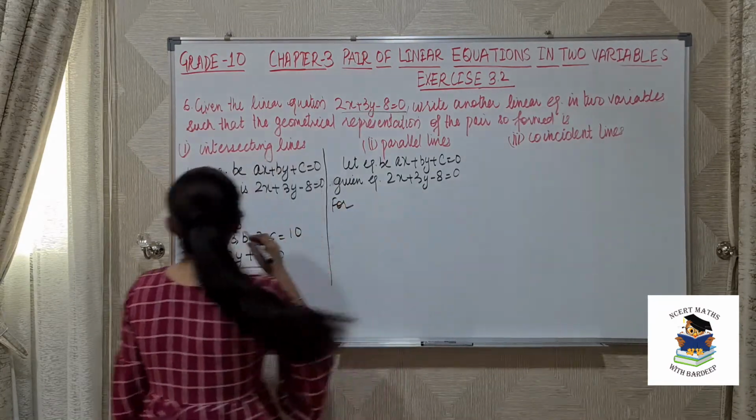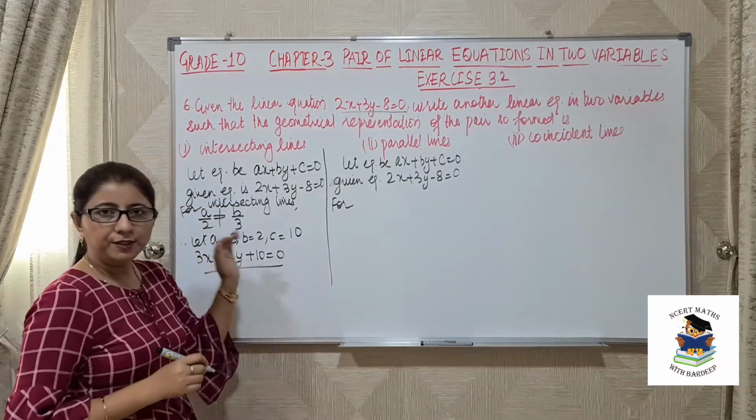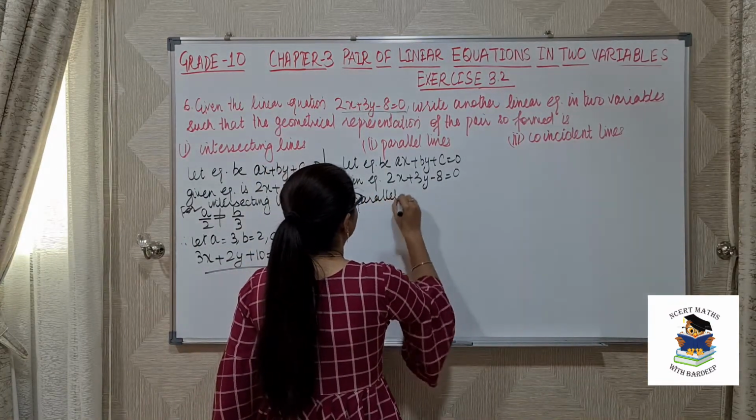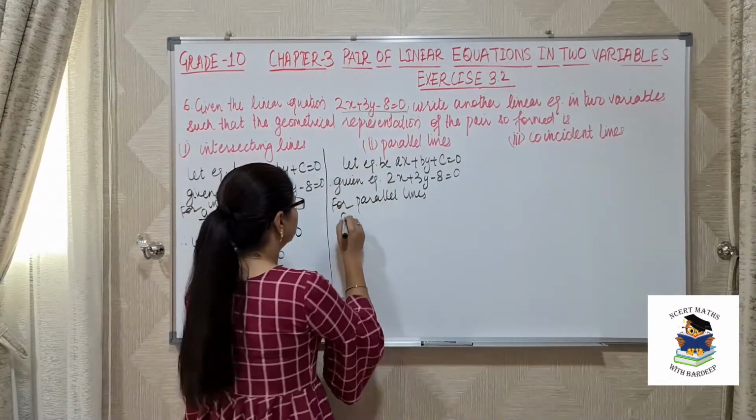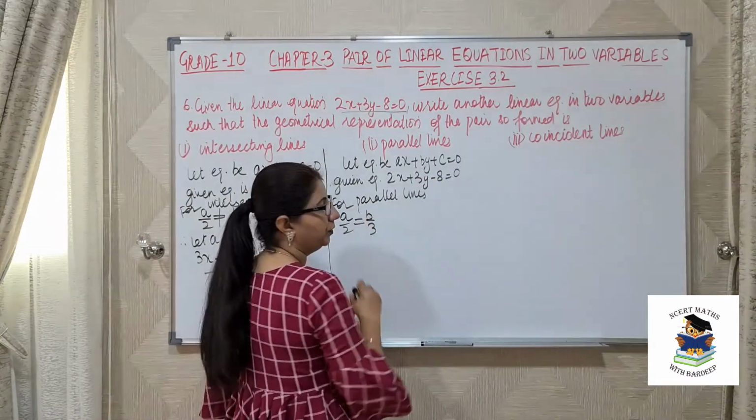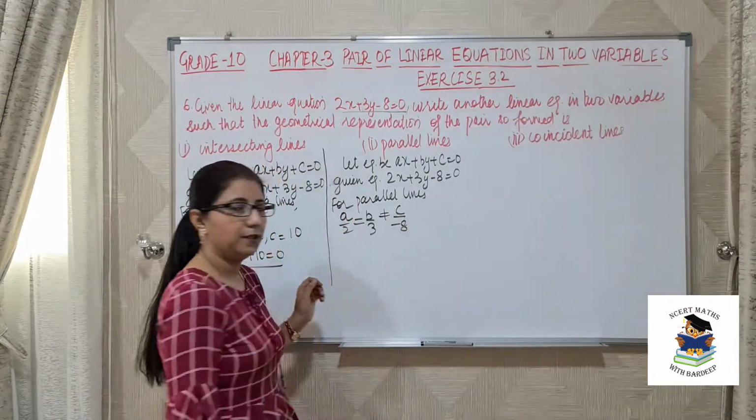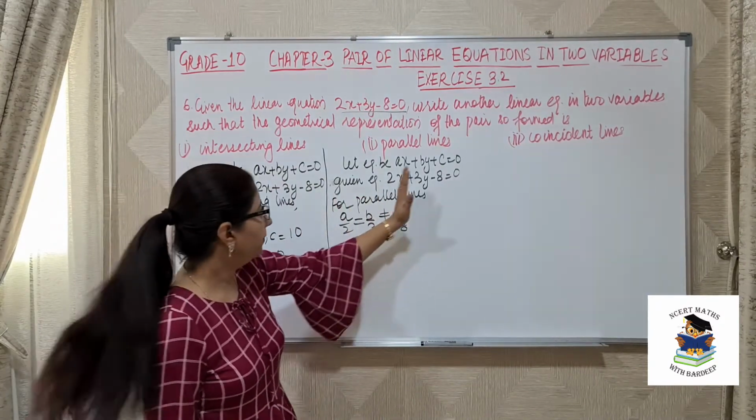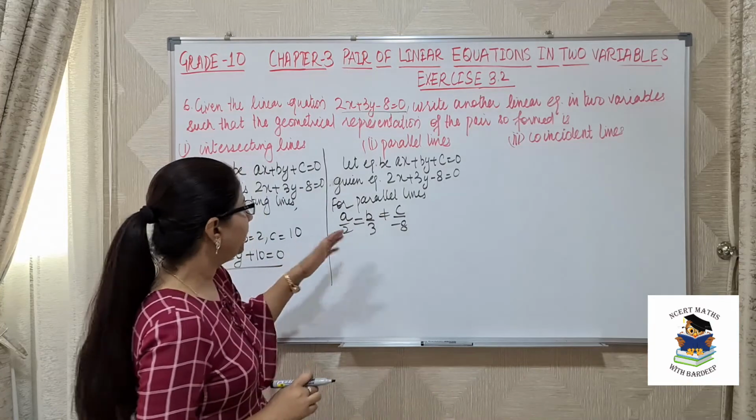Here also you can write, as we did for intersecting lines, because we should mention our condition. Here also we should write for parallel lines: a1 by a2, that is a over 2, should be equal to b1 by b2, that is b over 3, but it should not be equal to c over minus 8. Okay. So now let's put some values in which these two ratios should be the same, but not equal to our third ratio. So I want this and this to be the same.